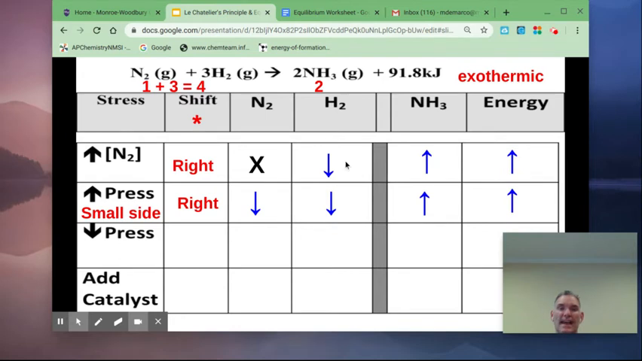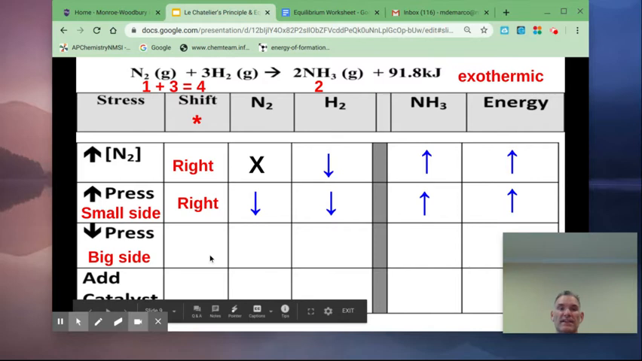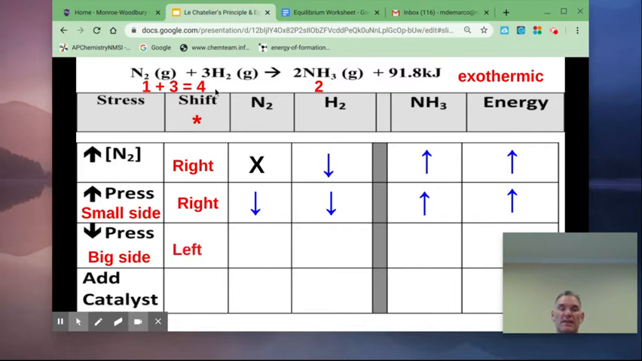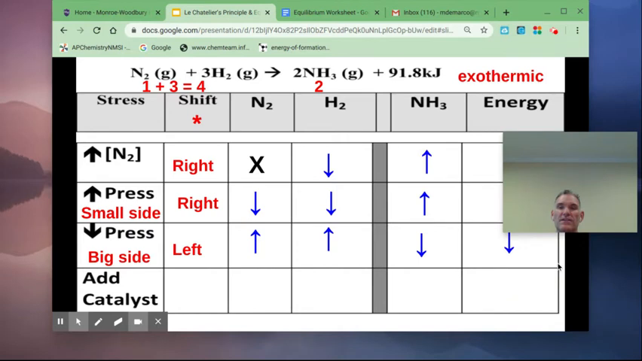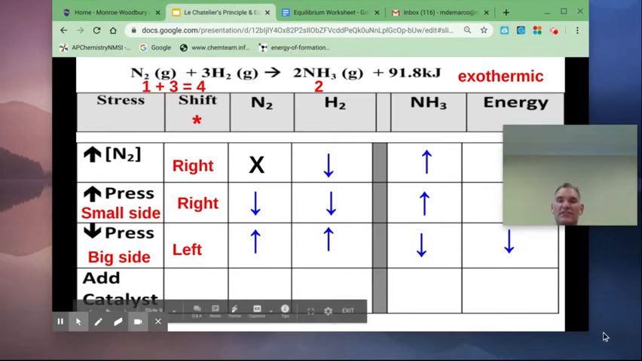Again, why does that happen? Increasing the pressure. Remember, box gets smaller, smaller side wins. Smaller side is the 2 side, which is the right side. That side goes up. If I decrease pressure, I'm going to get to the bigger side. Well, the bigger side is the 4, so I'm shifting left, and therefore the left side has to go up and the right side goes down. Again, not hard to do if you understand the concept of why this actually happens.